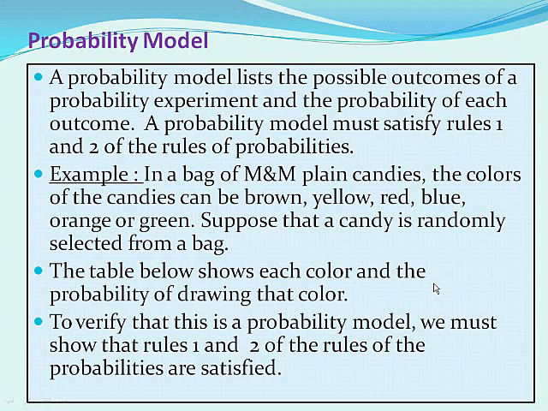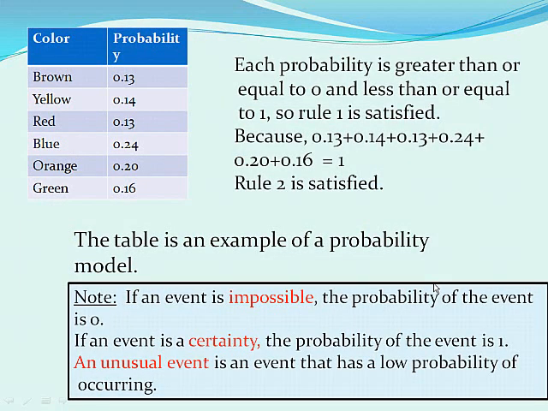In a bag of M&M plain candies, the colors of the candies can be yellow, brown, red, blue, orange, or green. Suppose that a candy is randomly selected from a bag. If we record the color of the candy selected and assign the probabilities for getting that particular color, we will get a table like this. This is a probability model because the total is going to be equal to 1. Total probability is equal to 1, and each of the probability numbers are between 0 and 1.